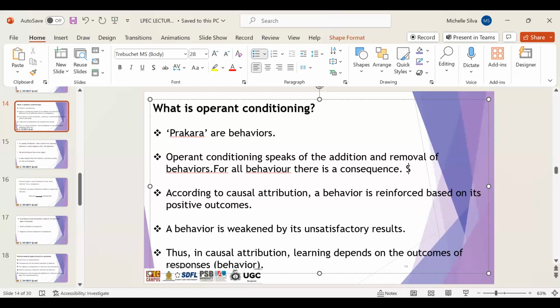So we believe whether we demonstrate such behavior or not will be decided based on the consequence.